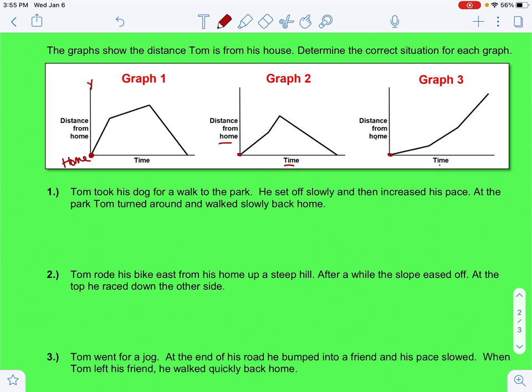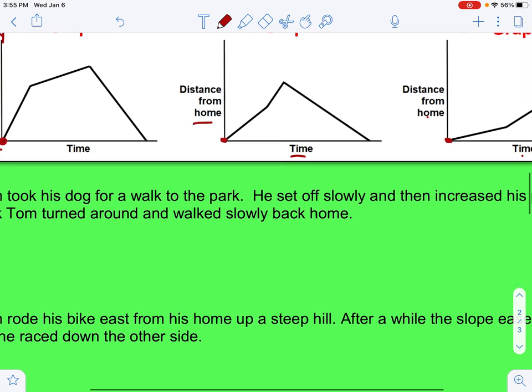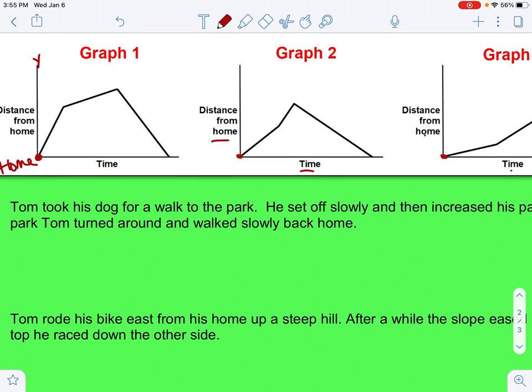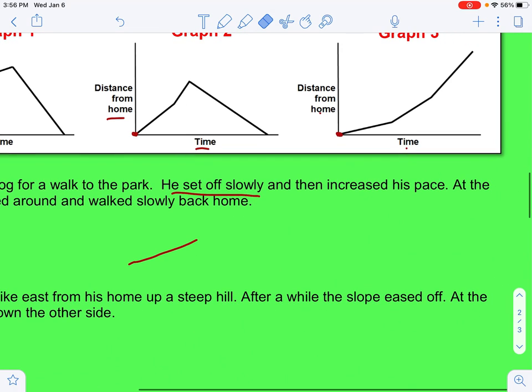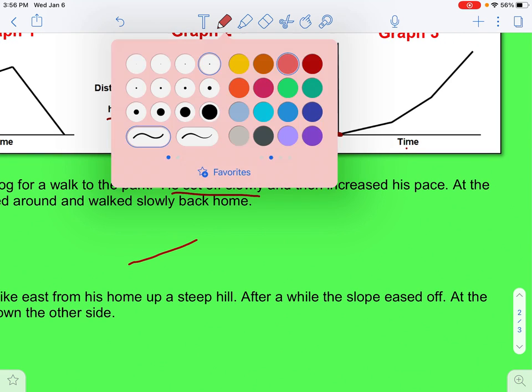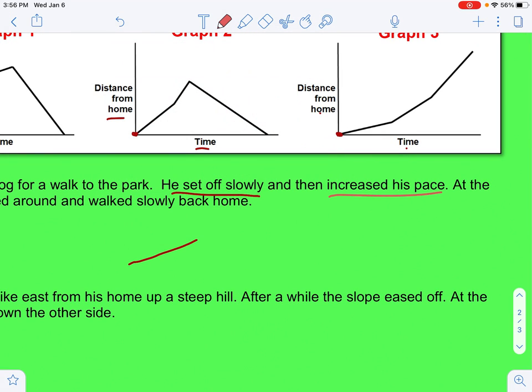Alright, so in this part, we're thinking about 3 different sections. He set off slowly. So if he's moving slowly, that means the line isn't quite as straight up as if he was going quickly. Okay, so if he's starting out slowly, then he's going to increase his speed. So that means he's going to get a little faster. He's still walking away from home, so the line's going to be a little bit more straight.